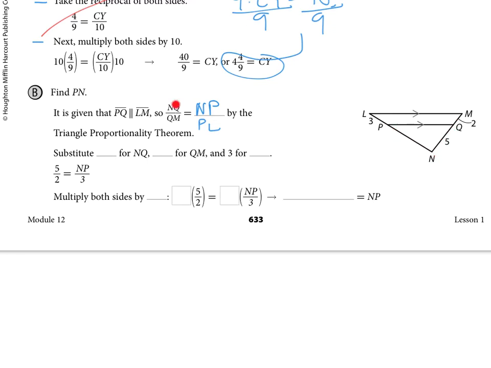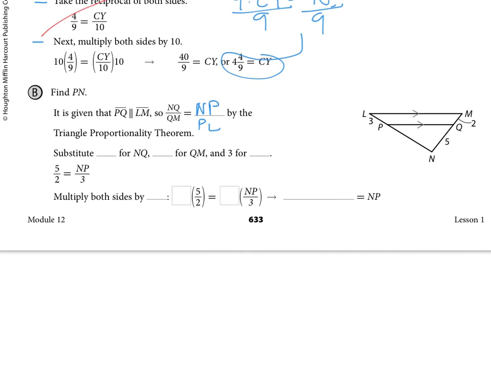Now you notice NQ and NP are the same part of the side, meaning they're at the top. So we want to put them in the same part of the fraction, the numerator. Then QM here is in the same side as well. So notice that the location matters as we set up the proportion. PL and QM are in the same part of the fraction as well. Keep that in mind as you set up your own proportions in your turns next.